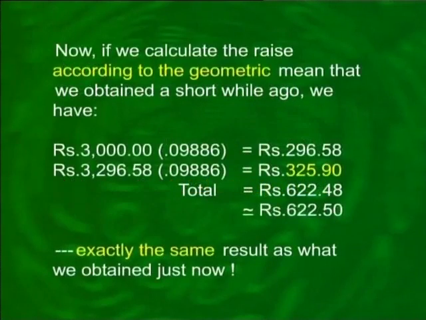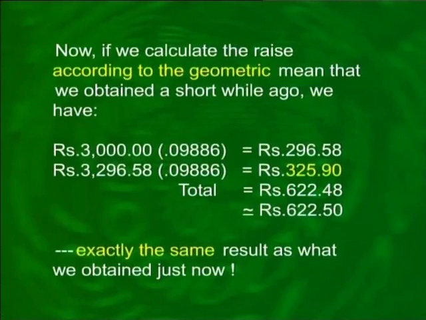Therefore, students, adding the two increments in salary, the total increment is rupees 622.50. Now, if we calculate the raise according to the geometric mean that we obtained a short while ago, we have rupees 3,000 into 0.09886 equal to rupees 296.58 as raise number 1, and rupees 3,296.58 into 0.09886 equal to rupees 325.90 as raise number 2.